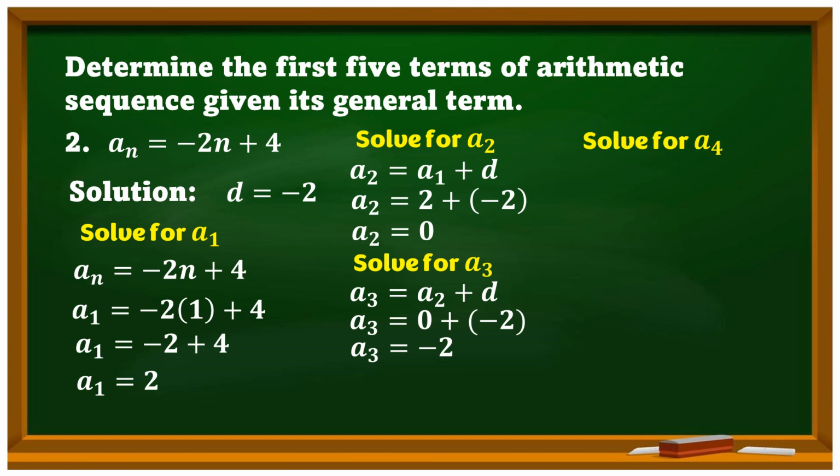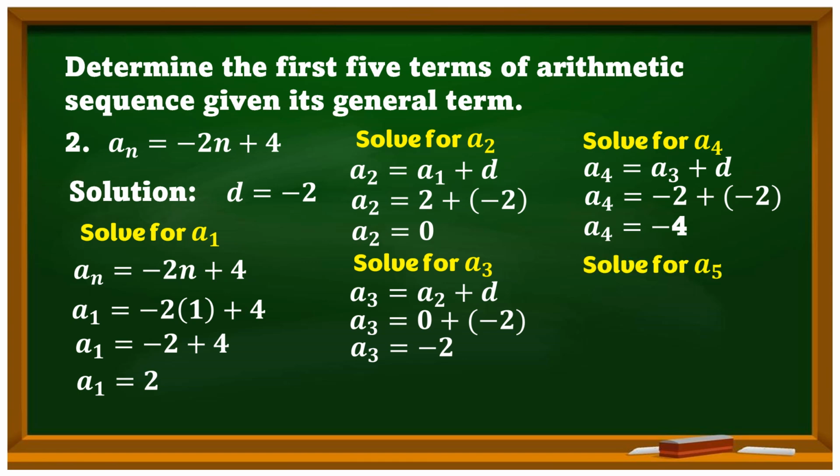Next, let us solve for a sub 4, which is a sub 4 is equal to a sub 3 plus d. The value of a sub 3 is negative 2 and the value of d is negative 2. So we have a sub 4 is equal to negative 2 plus negative 2. So negative 2 plus negative 2 is equal to negative 4. So the fourth term of the given arithmetic sequence is negative 4.